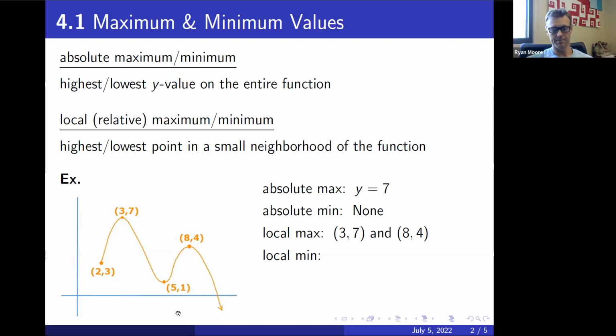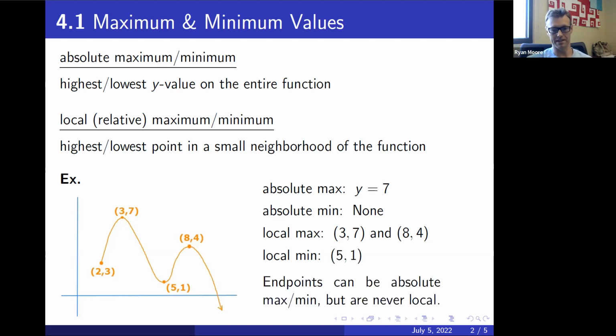So that'll be in the list. Now you might think, hey, what about 2, 3? Is 2, 3 a local min? I mean, it's the smallest point compared to its neighborhood. Turns out though, we don't want to list 2, 3 as a local min. That's not real clear why we're not doing that yet. The only local min here we'll say is 5, 1.